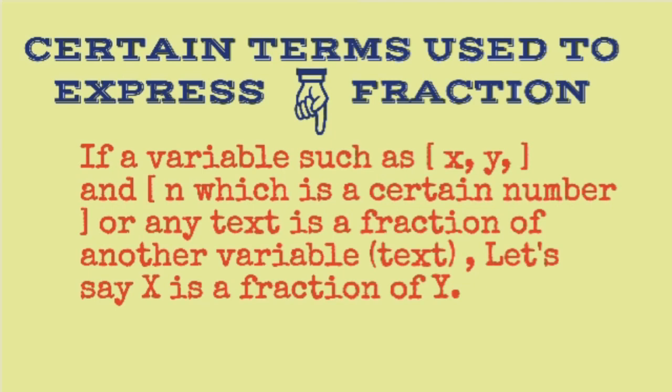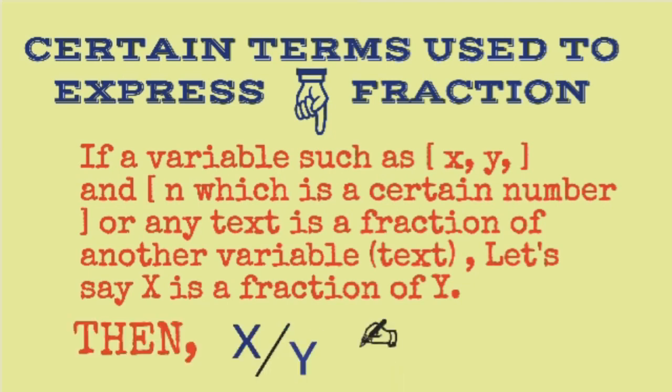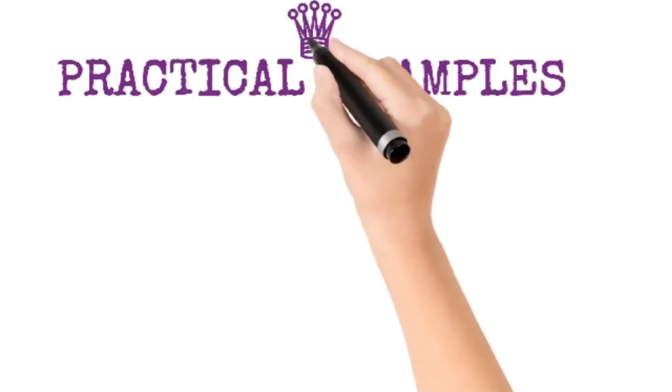If a variable such as S, Y and N, which mostly represents a certain number, or any term, is a fraction of another variable or term, let's say that S is a fraction of Y. When you say that a term or variable S is a fraction of another term, which is Y, it means S over Y. Any term as a fraction of the other is that term over the other term, like S over Y.